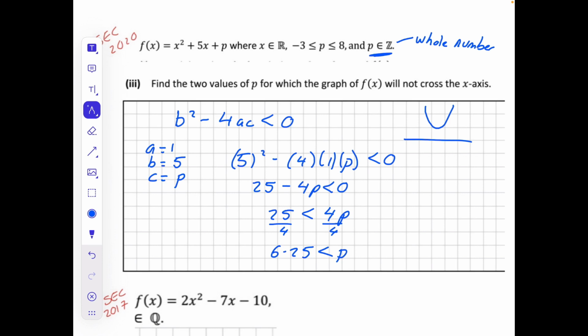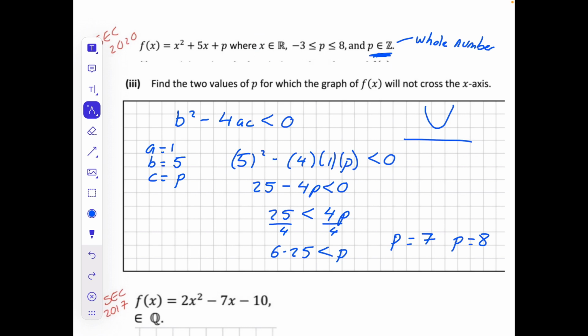Now, they asked us in the question for two values for p. So p is bigger than 6.25, okay? But up here, they told us that p has to be between -3 and 8. It also has to be a whole number. So a whole number that's bigger than 6.25, you could have p is equal to 7, and you can have p is equal to 8. They're both true for this because p has to be bigger than 6.25, and they work for up here, so p has to be between -3 and 8.